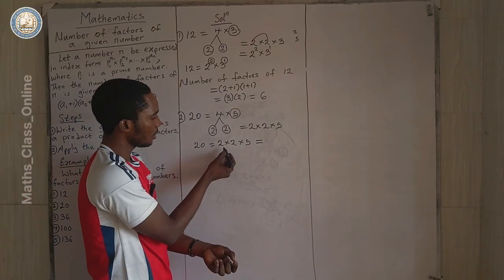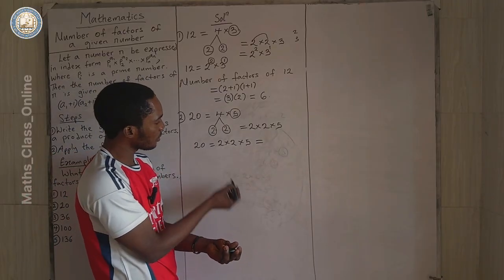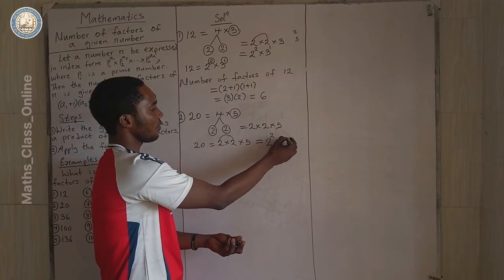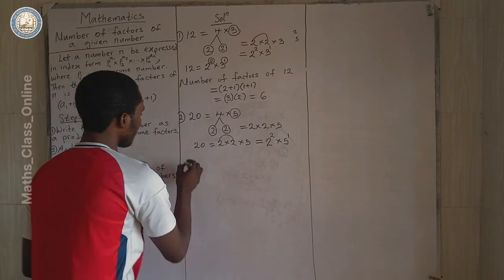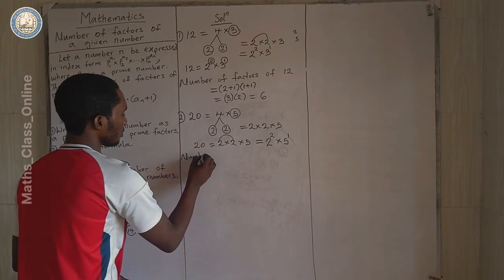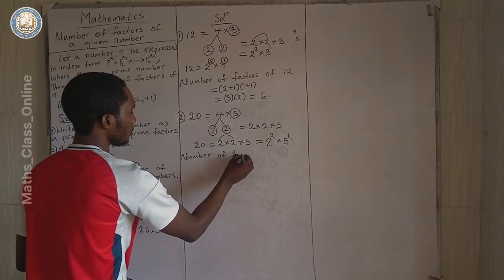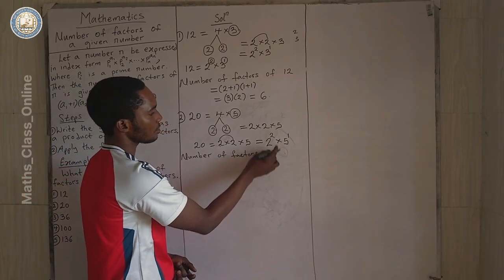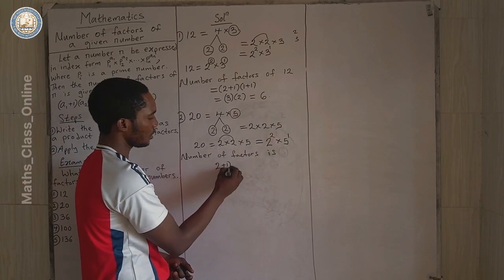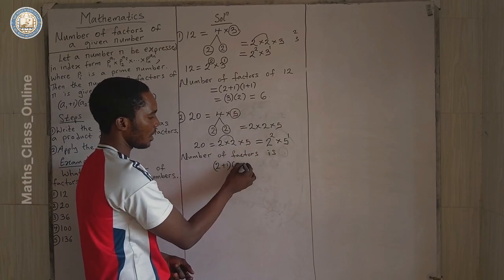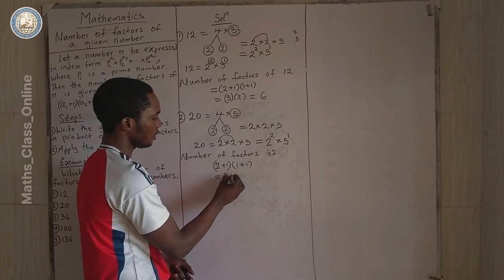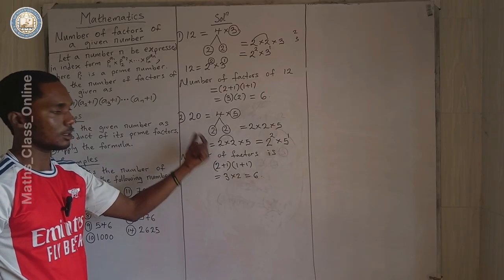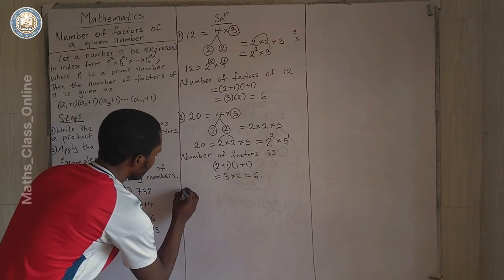In index form, the prime factors that we have here are 2 and 5. How many 2s? 2. How many 5s? 1. Number of factors is equal to 2, add 1 to it, open bracket, 1, add 1 to it. This is equal to 3 times 2, which is 6. This means the number of factors of 20 is 6.